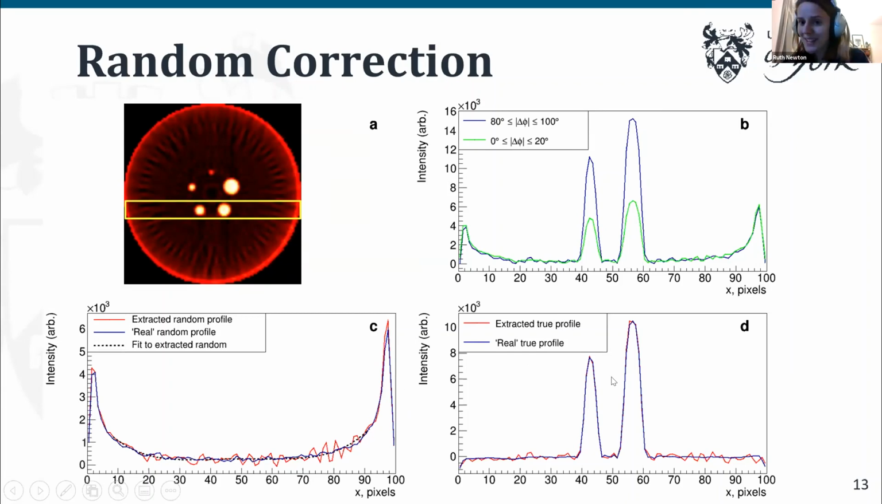And then on the right, we do the same thing again. We can pull out a true profile of what we think trues have done to the image. And once more, it's in nice agreement with GN4.